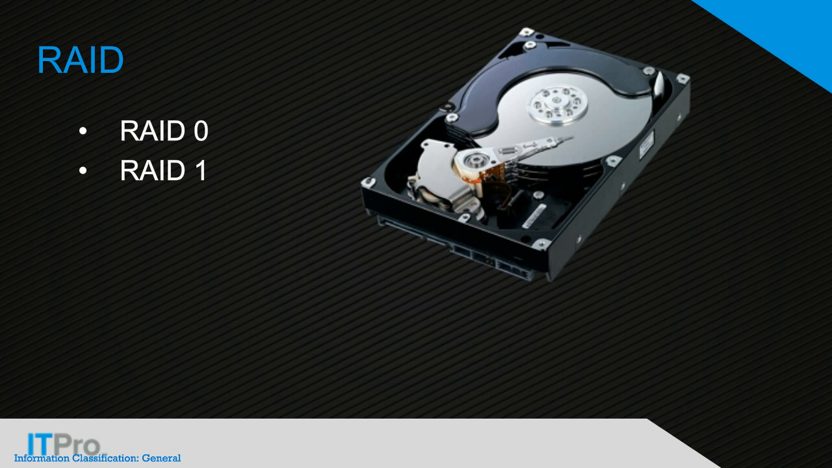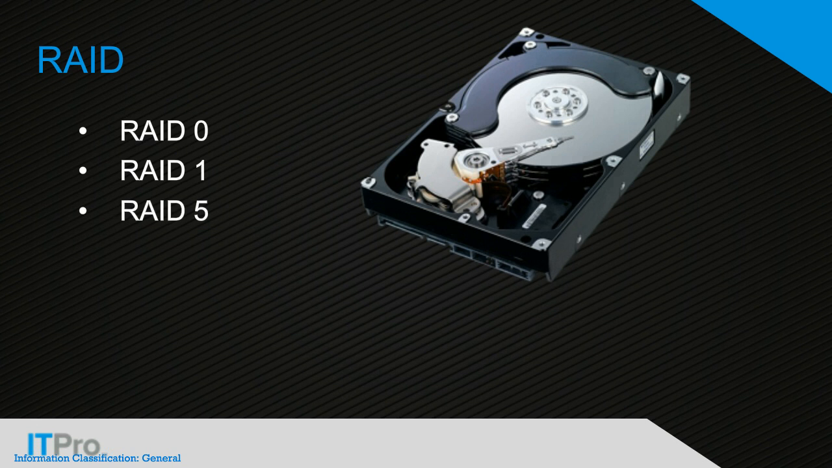So if you have two 1 terabyte drives, combine them together, you still only have 1 terabyte because you waste one drive. But if that drive fails, don't worry, you can still get your data back. RAID 5, kind of the best of striping and mirroring.